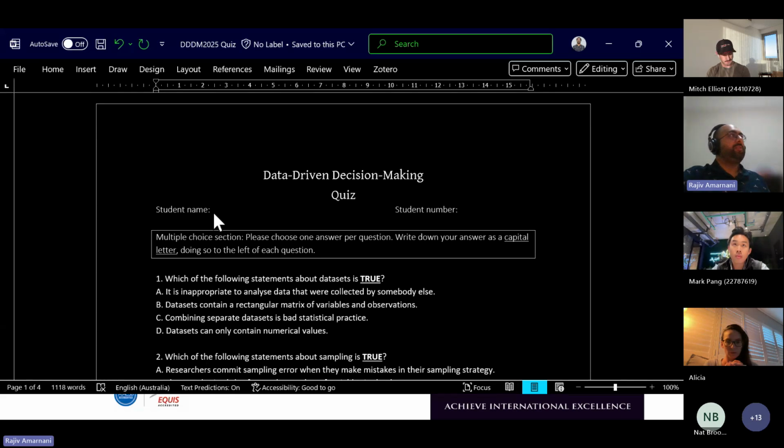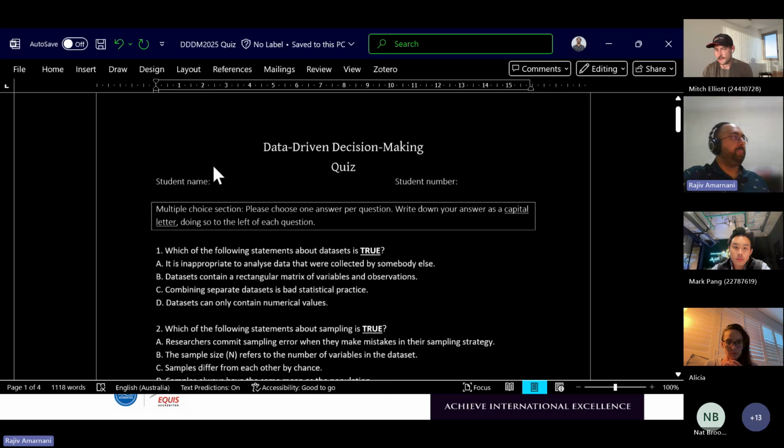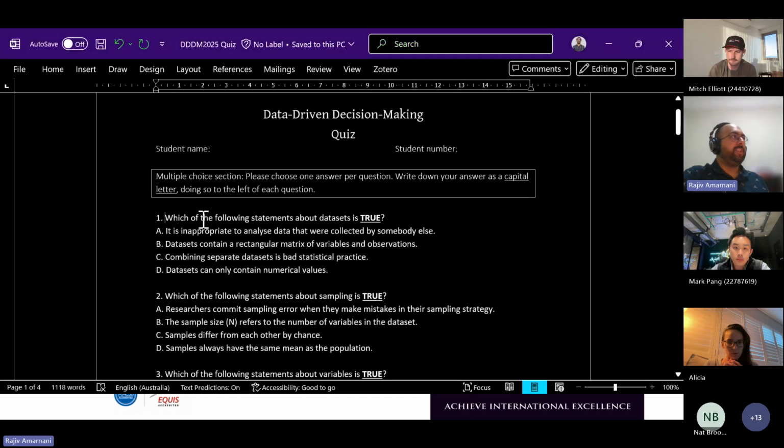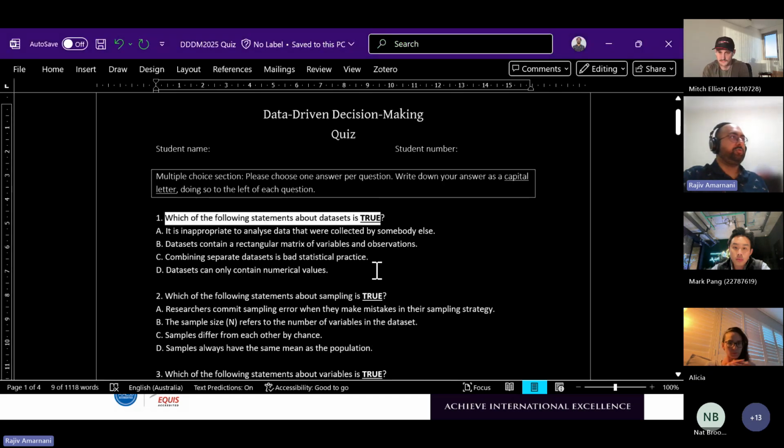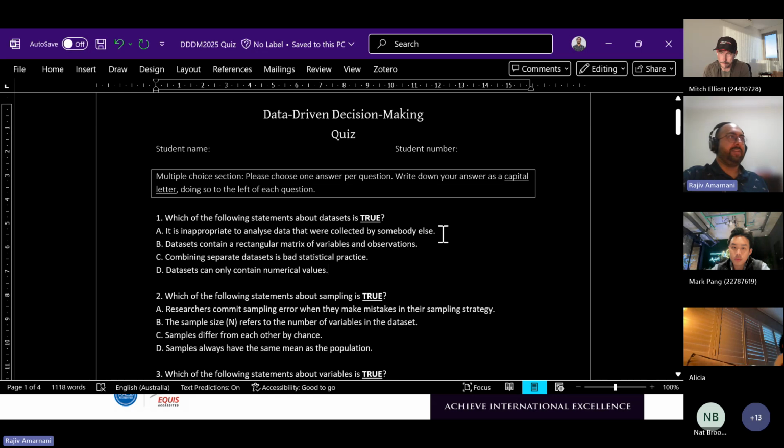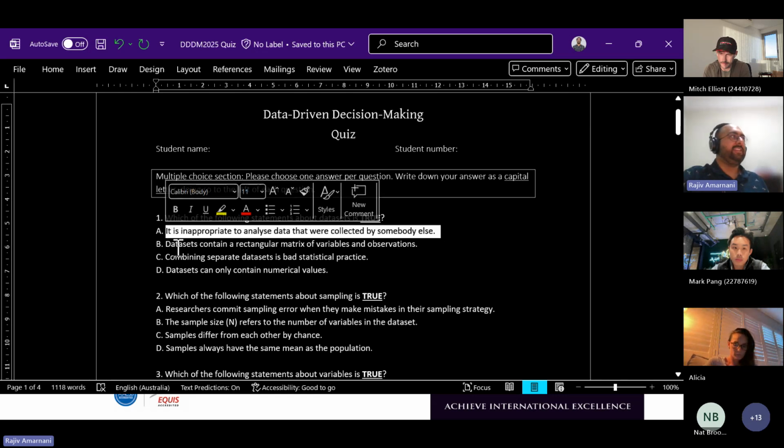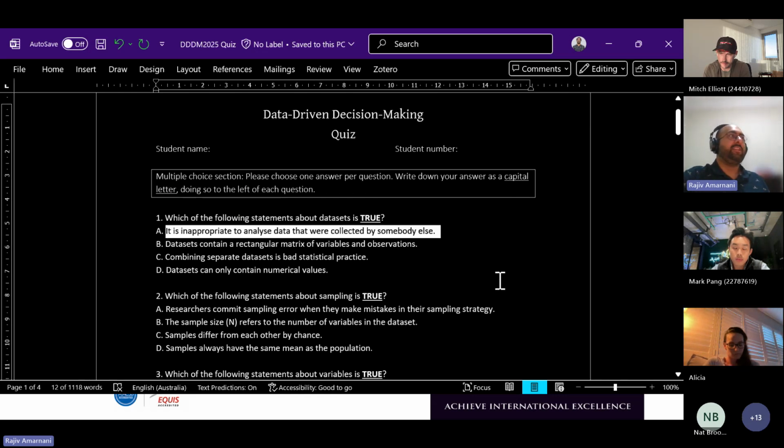Okay, so let's go over the quiz class. Question one, which of the following statements about data sets is true? Let's go kind of option by option. Option A, it is inappropriate to analyze data that were collected by somebody else.